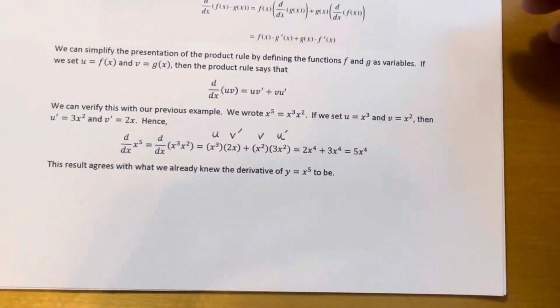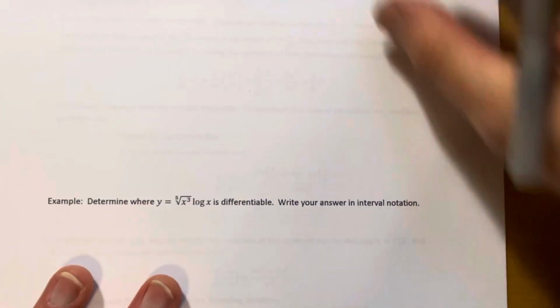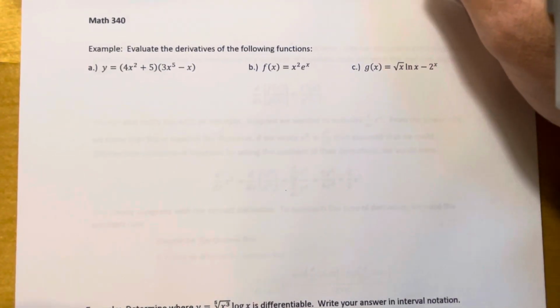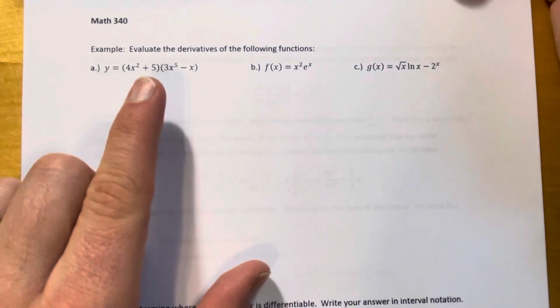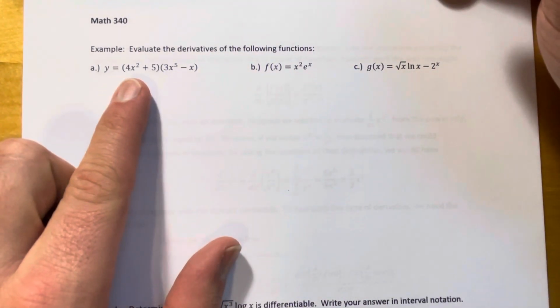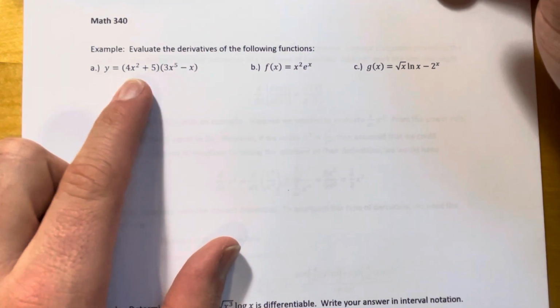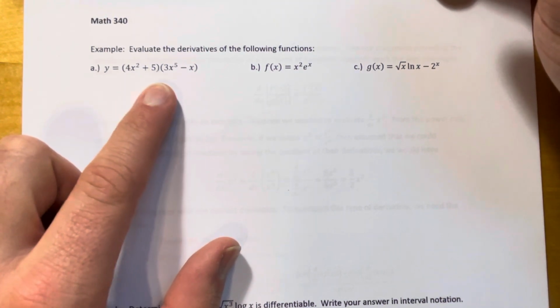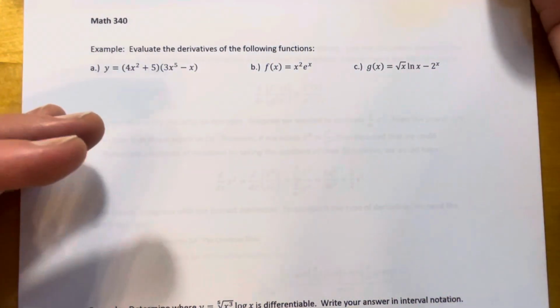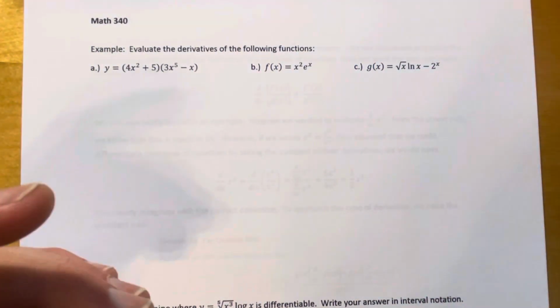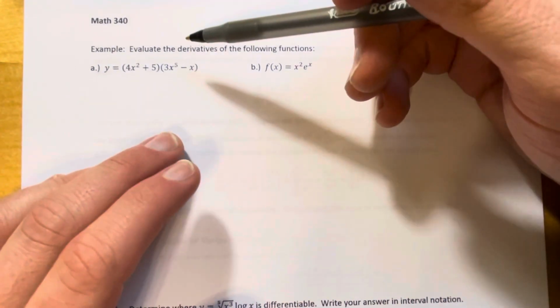Okay, so let's give a few examples a try. I have three functions here. I want to take the derivative of each one. Now this first function, y equals 4x squared plus 5 times 3x to the fifth minus x. We can take the derivative of this without the product rule. We saw examples similar to this one in the previous section.